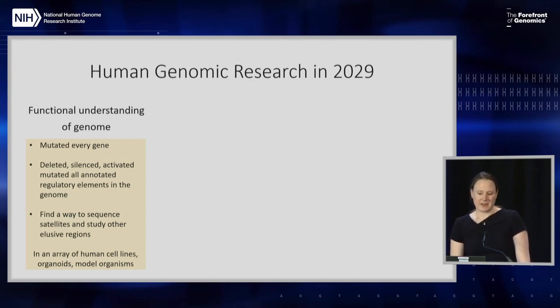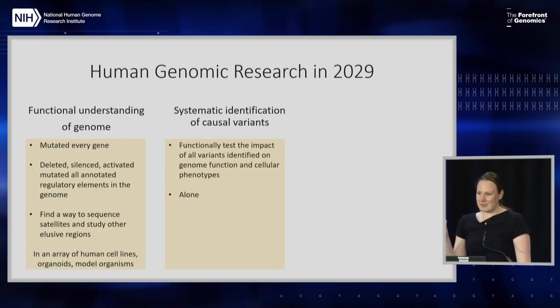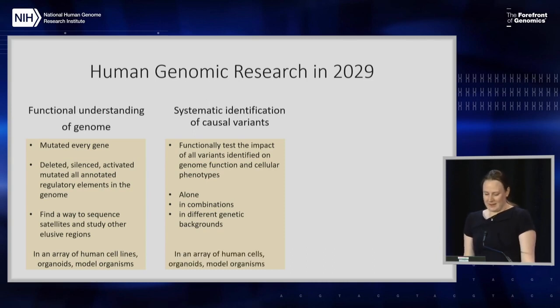In 2029, I hope we have a systematic way to identify causal variants. I hope it will be standard, once you've identified variation associated with a particular disease, to actually functionally test all of the variants that you've got, both alone, individual regions, but also combinations of different regions of variation, and how they have a role in causing changes in genome function and cellular phenotype. And I think we need to do this in different genetic backgrounds. Again, it needs to be biologically relevant in an array of human cells, organoids, and model organisms.